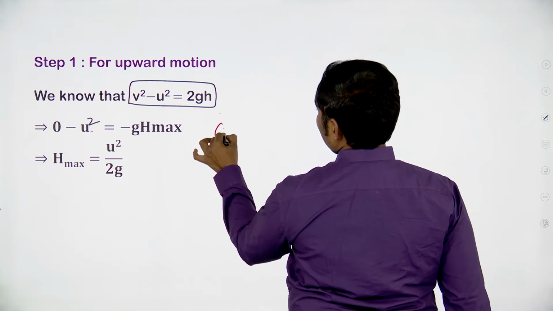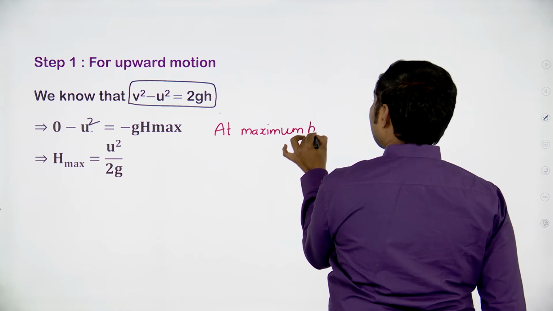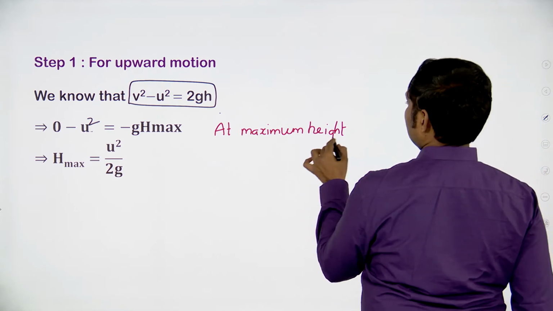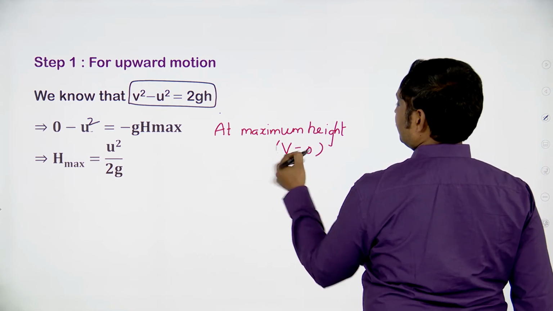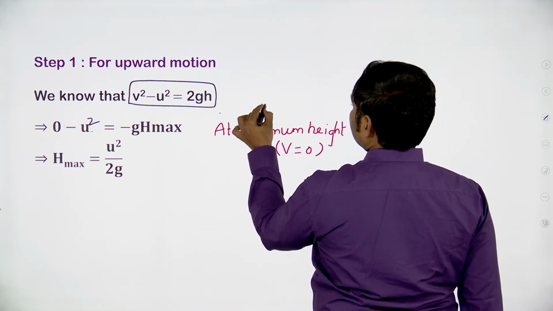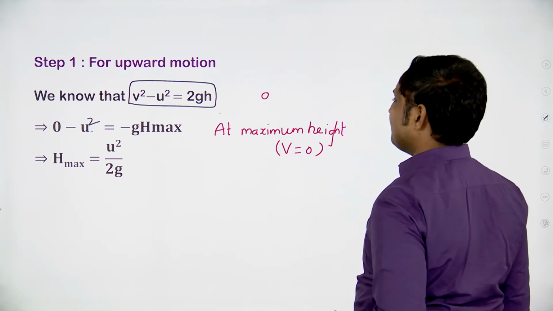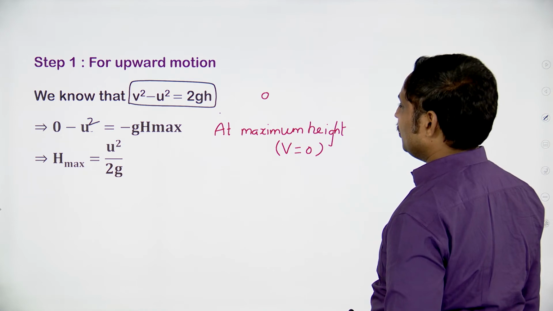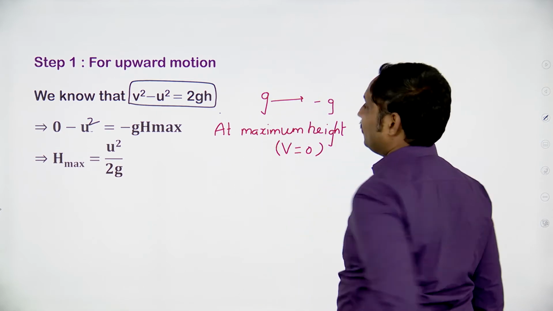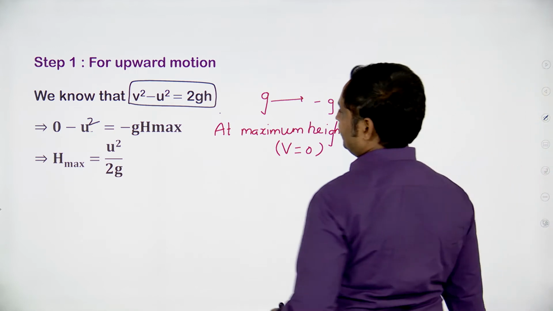Yeah, at maximum height, V is equal to 0. Very clear. You have to get this one, and yes, we have to take that. We have to take the sign also. It's going to be minus g. We would like to get this one in the upward direction. Yes, you can get this one.